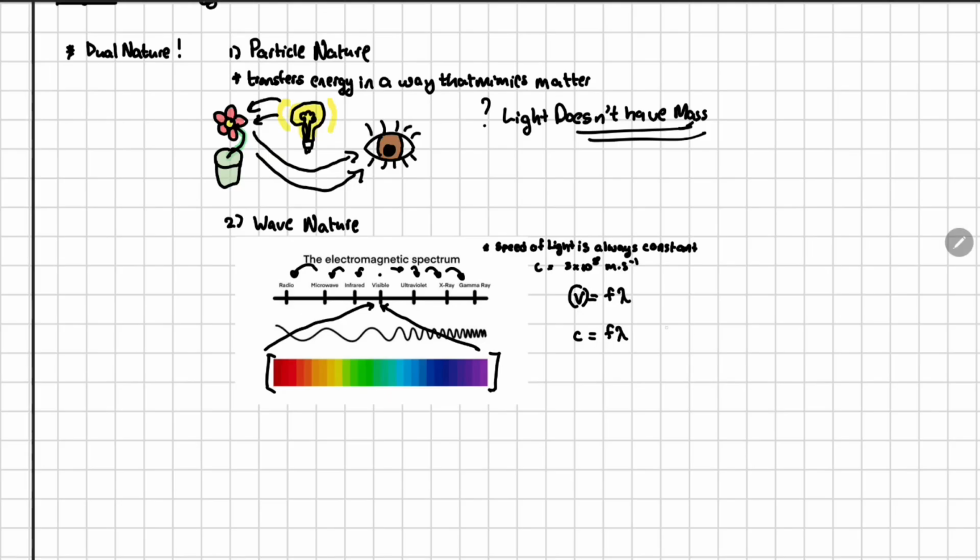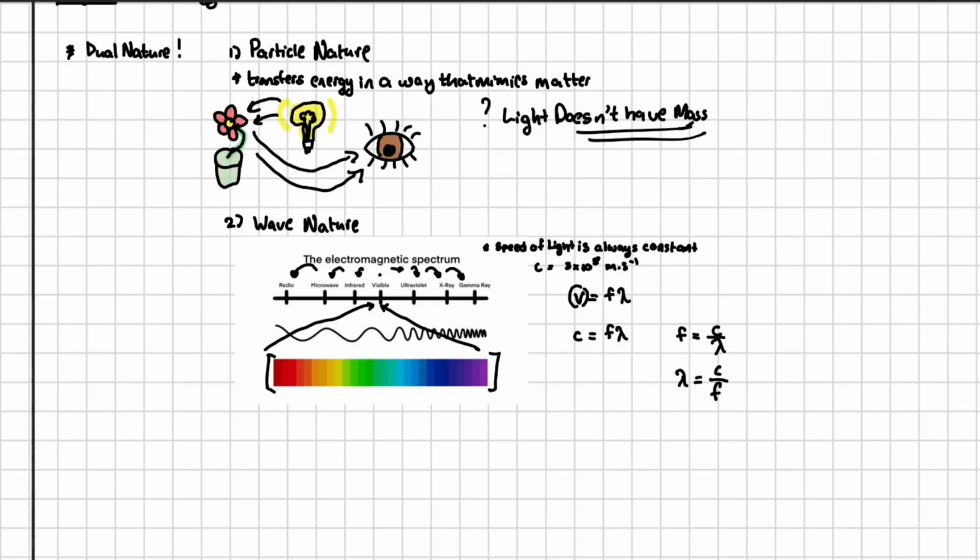We can manipulate the equation as such. We can make frequency the subject of the formula, where frequency is equal to the speed of light divided by the wavelength of the wave we are working with. We can also make wavelength the subject of the formula, and we will obtain lambda is equal to the speed of light divided by the frequency of the wave that we are working with.